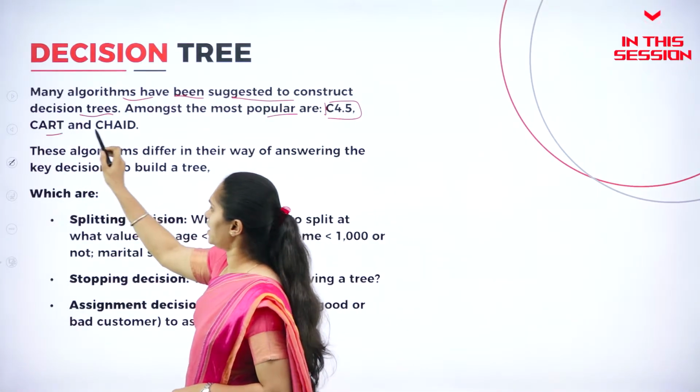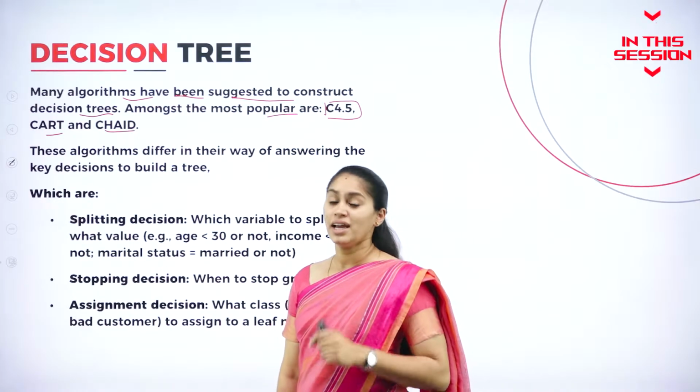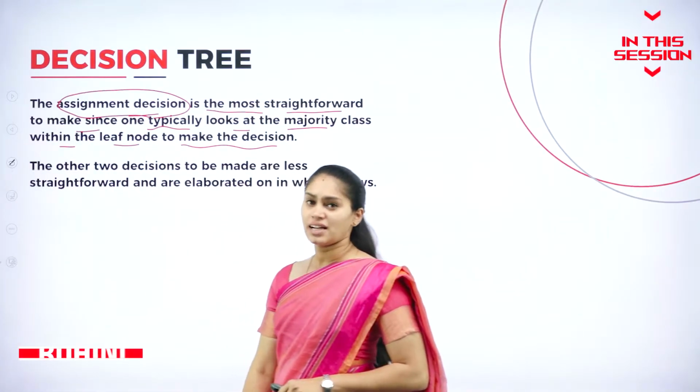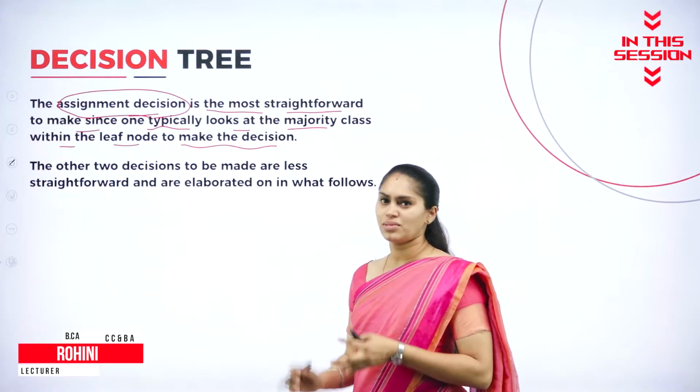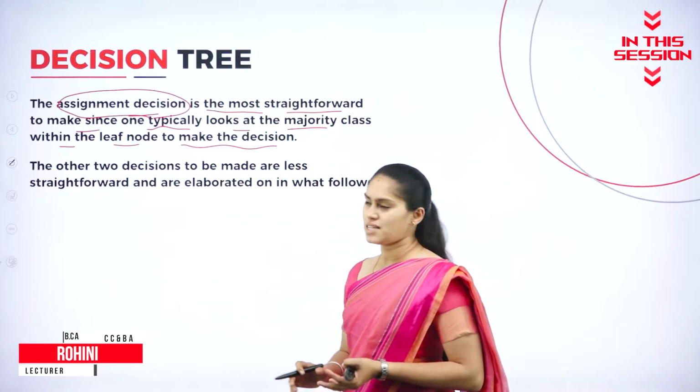C4.5, CART and CHAID are the popularly used algorithms to make a decision tree. If I am making an assignment decision, then the node which comes from that particular class will be termed a terminal node or a last leaf node.